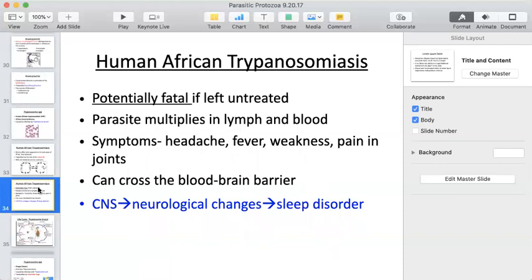All right, those symptoms can be manifested as neurological changes, which will essentially lead to a sleeping disorder. And that's why we refer to it as sleeping sickness. Okay.